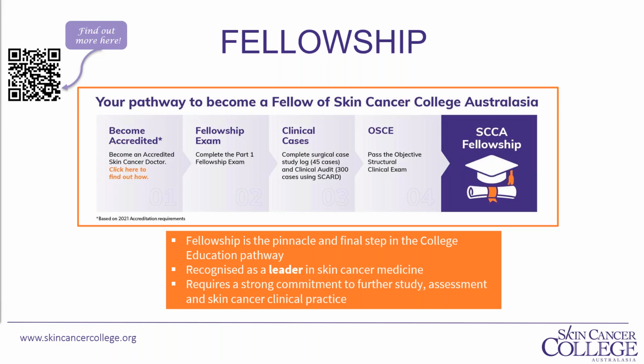However, it is a long process, and you can see that after becoming accredited, as Charles talked about, there's a little bit of a process. You sit a Part 1 exam, which covers a broad range of topics in skin cancer medicine. There are a number of clinical cases you need to complete. You can see there are 45 cases and an audit of 300. And then at the end of that, and at least 3 years of skin cancer medicine practice, you can sit the OSCE exam. Achieving that, completing all of that, makes you a fellow of the Skin Cancer College Australasia.